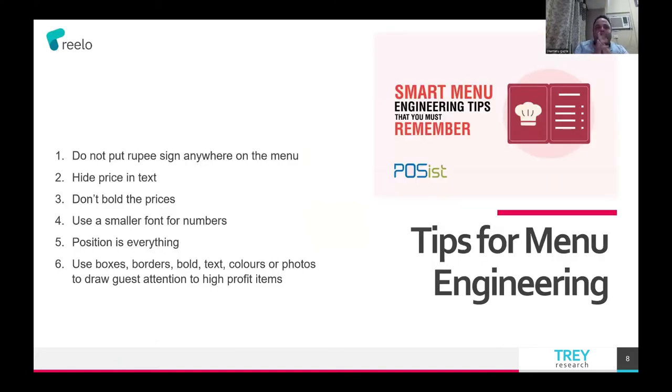Okay. A few very important tips when we talk about menu engineering. Again, what is menu engineering? It is a framework to optimize your profitability through your menu designing, your menu layouting. Do not put your rupee sign next to the price. I have seen a few restaurants that typically put the dollar or the new rupee sign next to the price. Any symbol, any icon first catches attention, and then your customer starts reading the menu from right to left. What we ideally want is for them to read left to right.